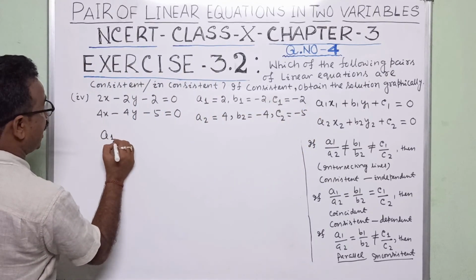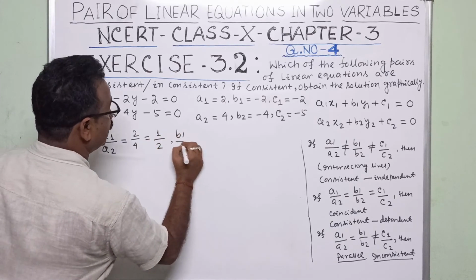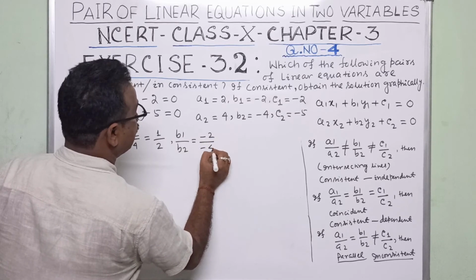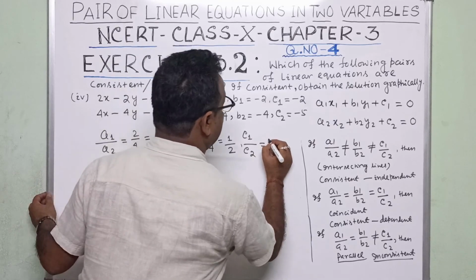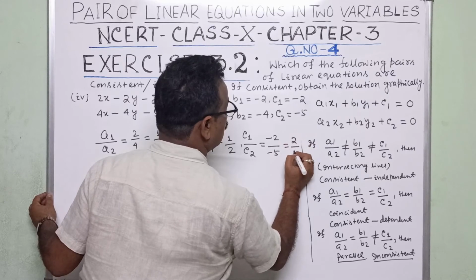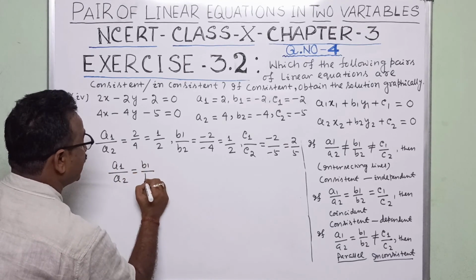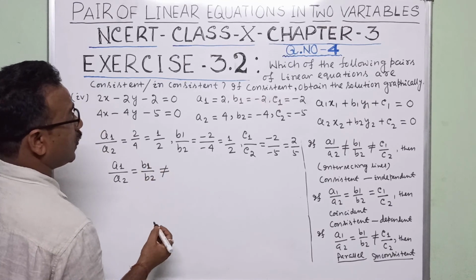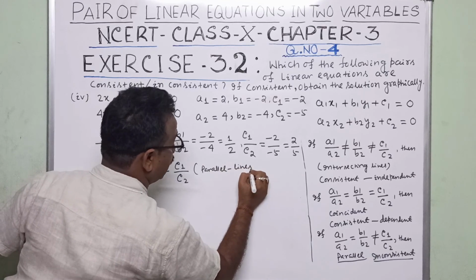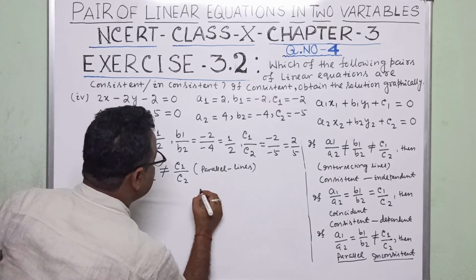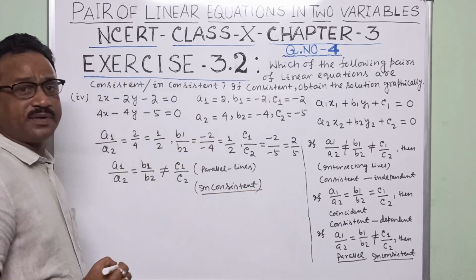Now find the ratios. a1 by a2 is equal to 2 by 4, which is 1 by 2. b1 by b2 is equal to minus 2 by minus 4, which is 1 by 2. Now c1 by c2 is equal to minus 2 by minus 5, which is 2 by 5. Now here a1 by a2 is equal to b1 by b2, which is not equal to c1 by c2. So parallel lines. If lines are parallel, then they are inconsistent, because they have no solution in common.